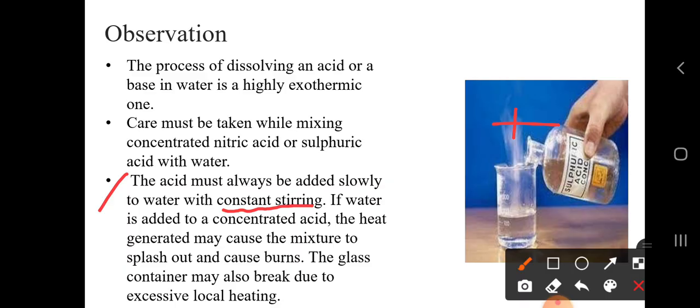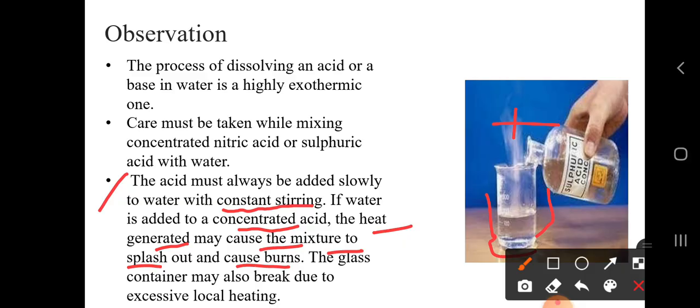If water is added to a concentrated acid, the heat generated may cause the mixture to splash out and cause burns. The breaking of the glass can also happen, because a high amount of energy is released. The glass container may also break due to excessive local heating, as heat is produced here.